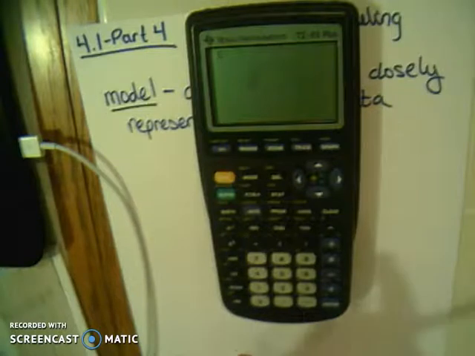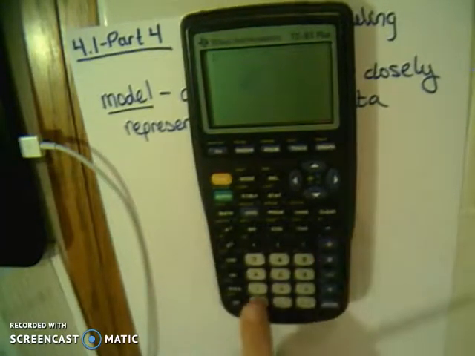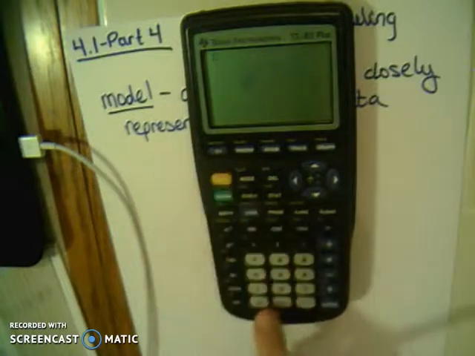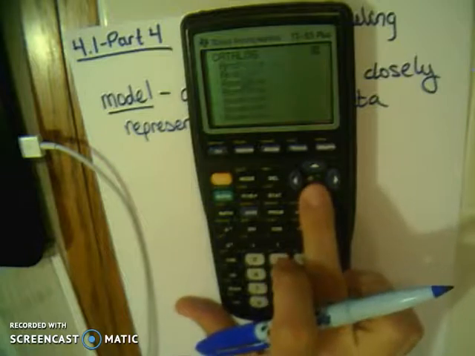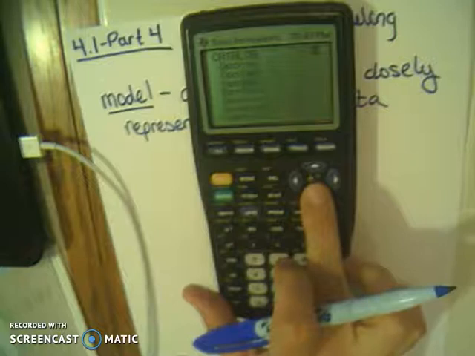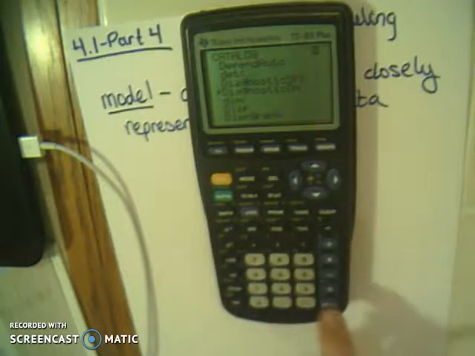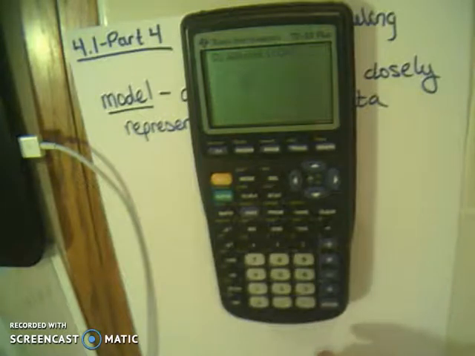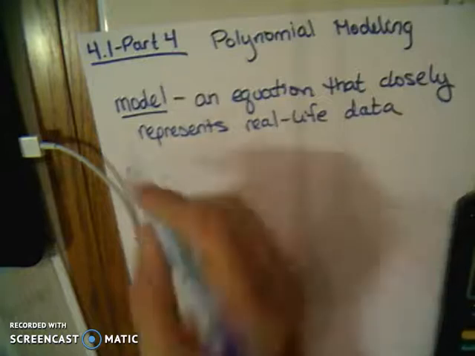But for my old calculator to turn on the diagnostics, I have to go to the catalog, which is second 0. And I have to go all the way down until I see diagnostics on. And these are in alphabetical order, so just scroll down to the D's. Once I see diagnostics on, I'm going to hit enter once. That's going to put it on my home screen. I'm going to hit enter again to actually turn the diagnostics on. So we need to make sure that the calculator has diagnostics turned on.